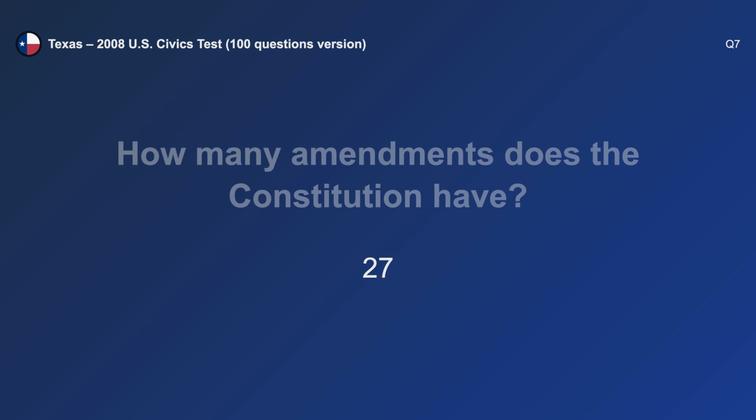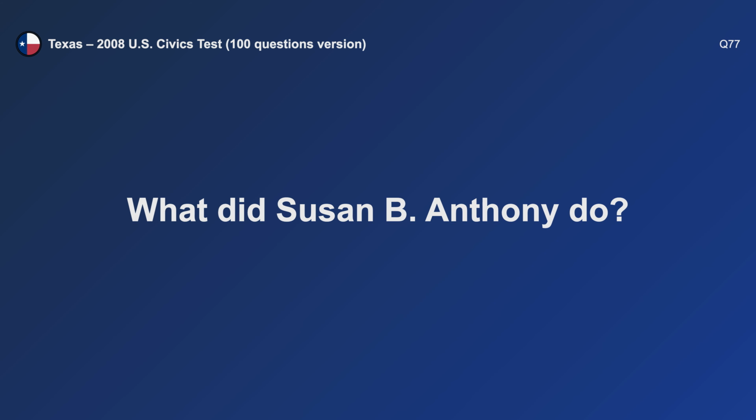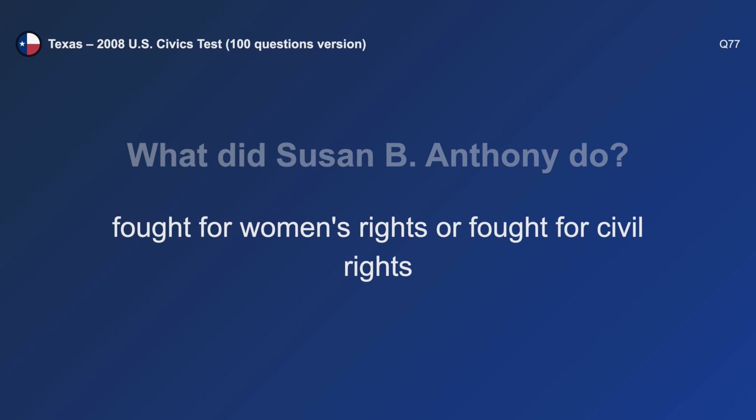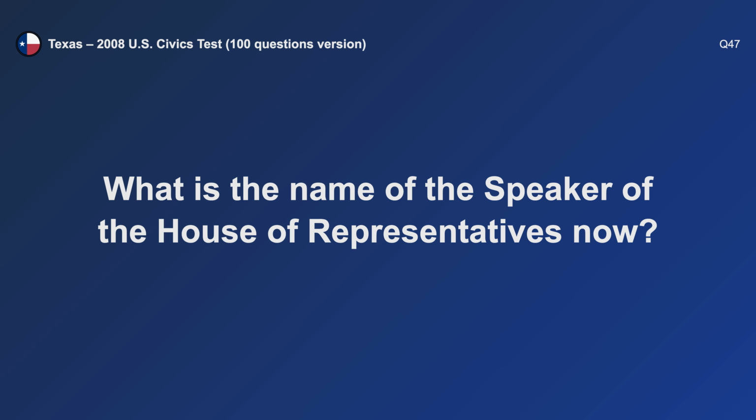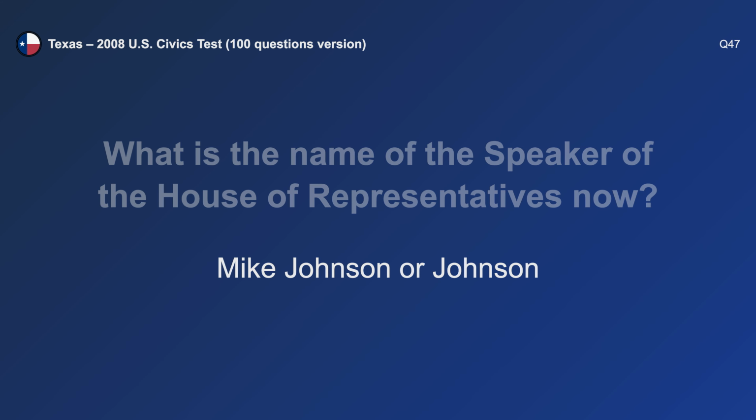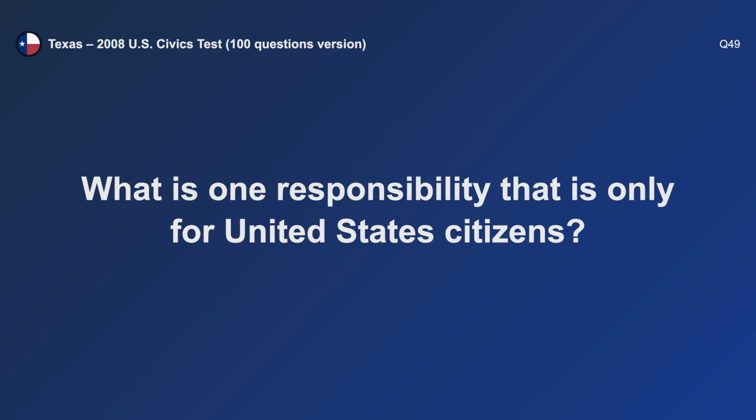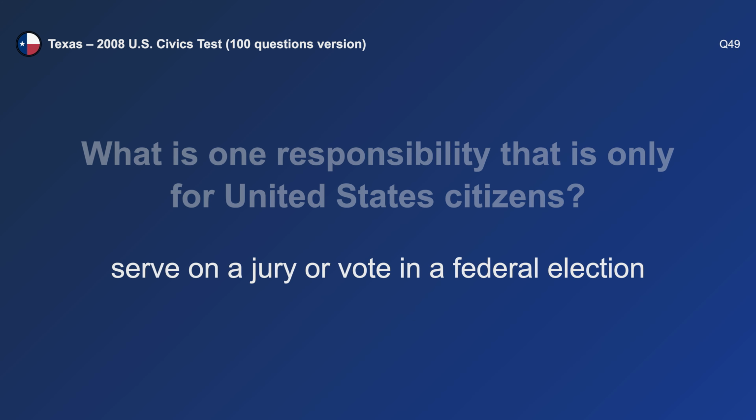27. What did Susan B. Anthony do? Fought for civil rights. What is the name of the Speaker of the House of Representatives now? Mike Johnson. What is one responsibility that is only for United States citizens? Vote in a federal election.